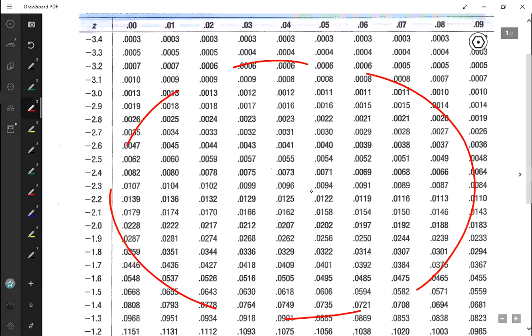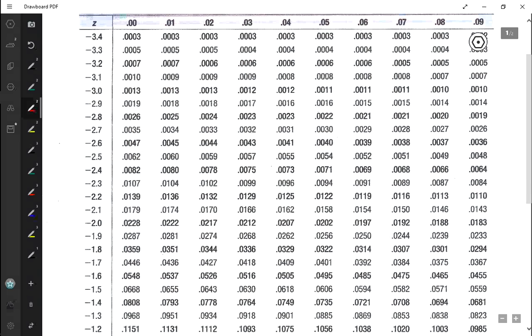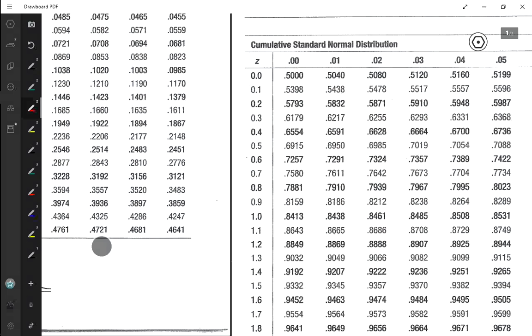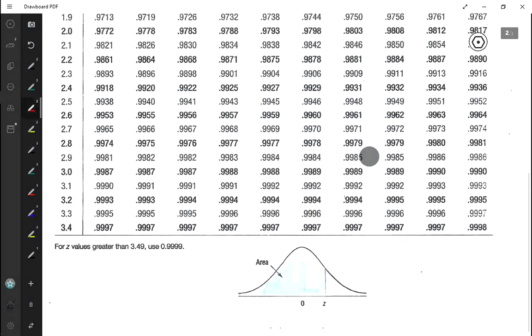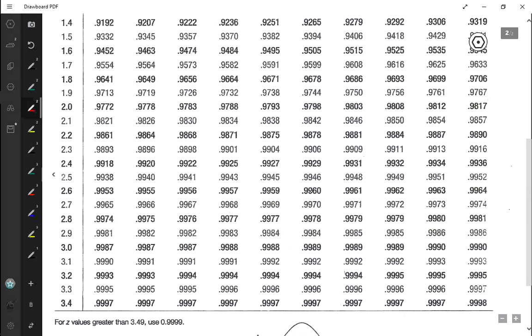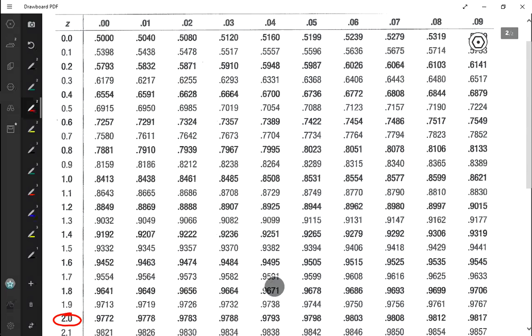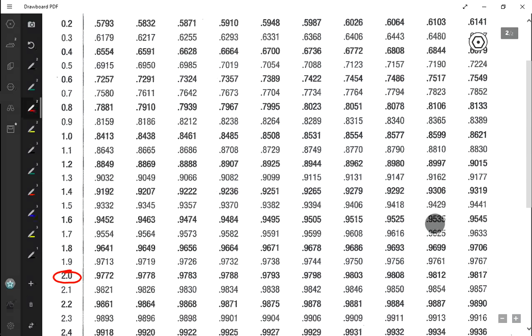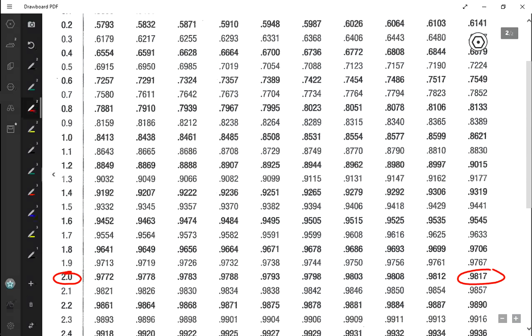All of the values here in the middle are area under the curve, but specifically area under the curve to the left of whatever z-score you're looking for. We're looking for 2.09. So we need to go to the next page over, and I find 2.0, so this is the row that I'm looking for, and 2.09, so I'm looking for that last column. 2.09 lines up right here.